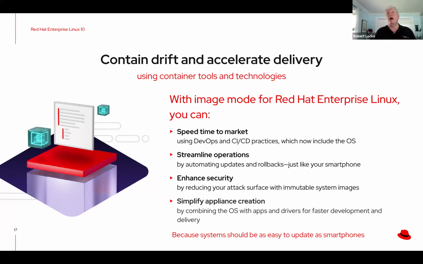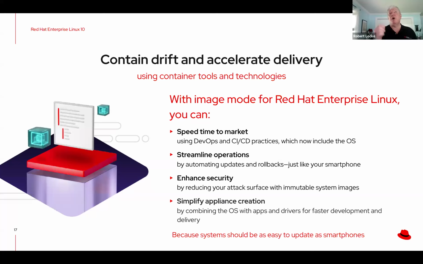Now, ideally, you want to minimize or contain drift, and image mode for RHEL is what's going to make that possible. By giving you the ability to lay the same gold image, which includes RHEL itself, across every server using a tool chain that we're becoming familiar with, container tools and technologies. And then when you want to make updates to those systems, instead of patching them individually, you simply switch all of your servers to the next identical image, just like you update your smartphone.